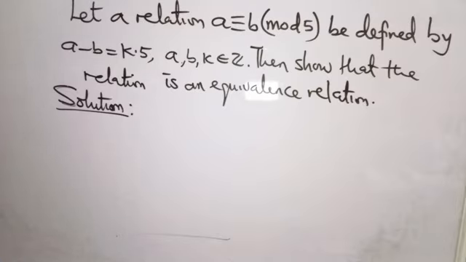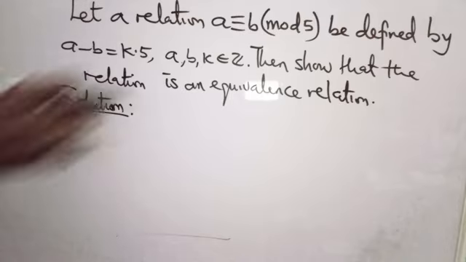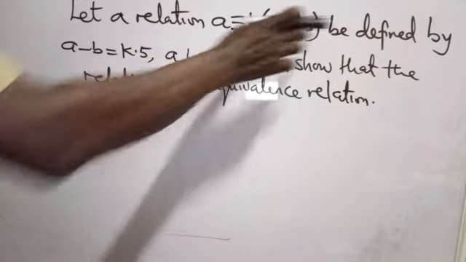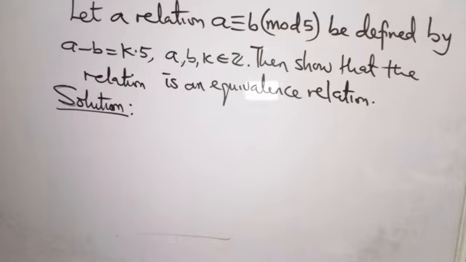First of all, before we go to solve this problem, we have to recall the definition of an equivalence relation. When is a relation said to be equivalent? An equivalence relation is a relation that is reflexive, symmetric, and transitive. For a relation to be equivalent, those three conditions must be satisfied. So we should show that a ≡ b (mod 5) is an equivalence relation.